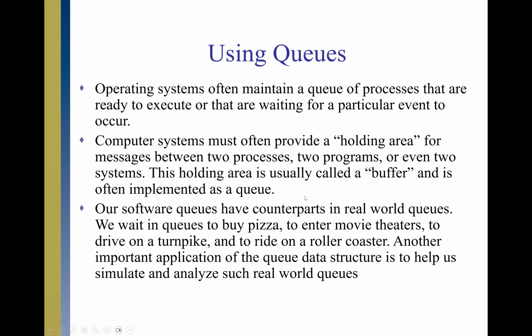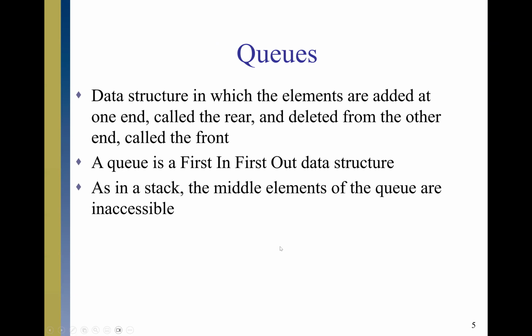Our software queues have a counterpart in real world queues, such as visiting the supermarket, or in this case, waiting in a queue to buy a pizza or enter a movie theater. Now, a queue is a data structure in which elements are added at one end called the rear. So normally we join the queue from the back, or the rear, and are also deleted from the other end called the front. So as we said earlier, a queue is a first in, first out data structure.